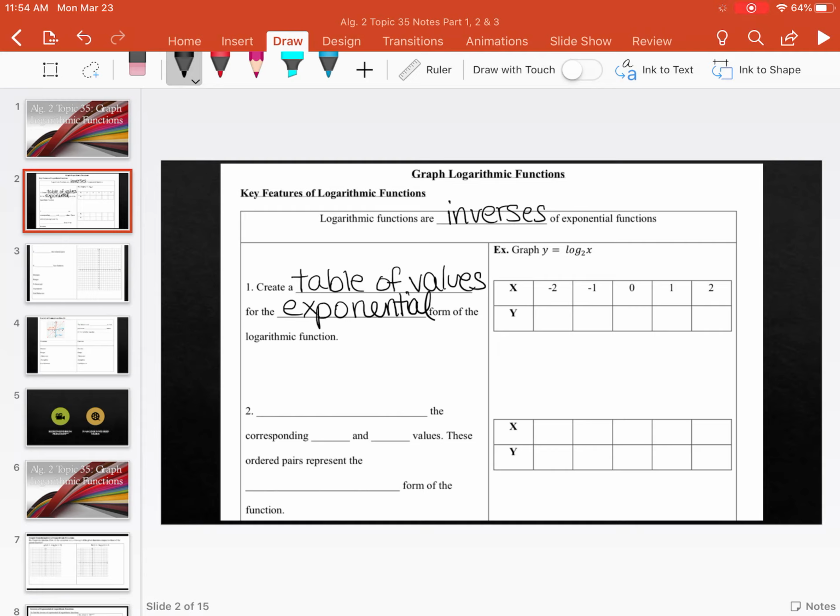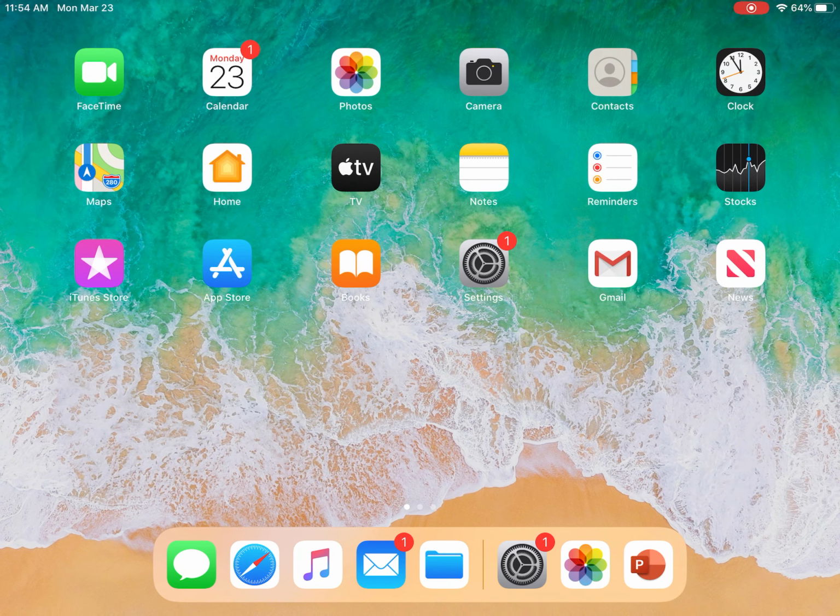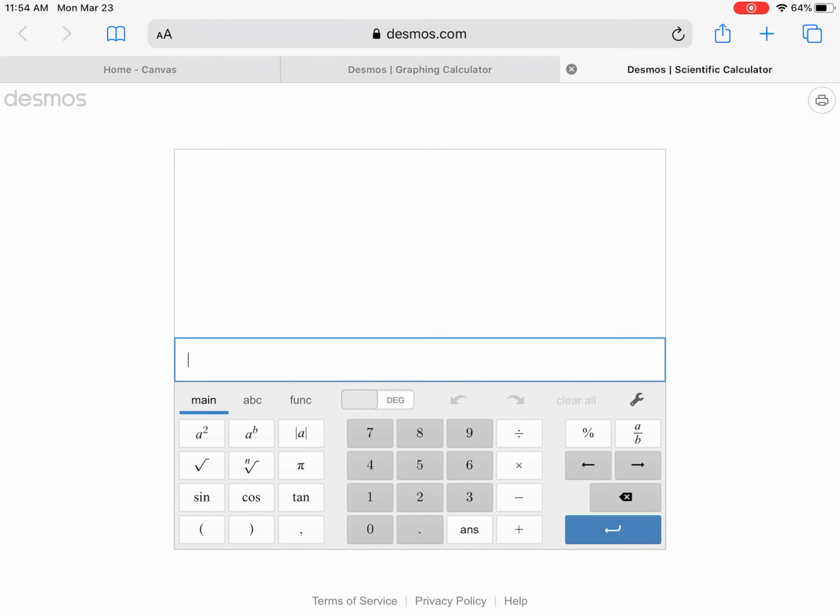If we wanted to convert log base 2 of x to exponential form, since 2 is our base, we're going to have our exponent there. To plug our x values into our function and determine our y values, we can just go to Desmos. So we'll open up Desmos. Our first one was 2 to the x, and our first x value is negative 2. So 2 raised to the negative 2 power gives us 0.25, so 1/4.